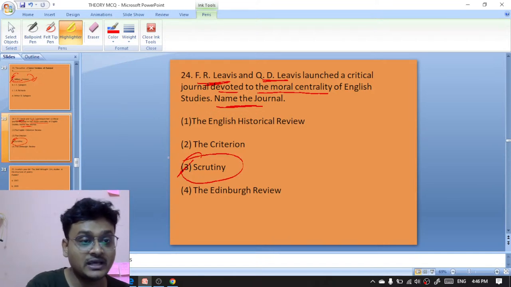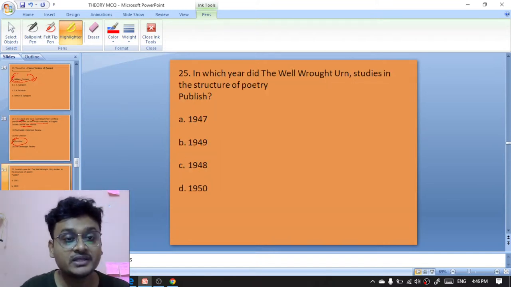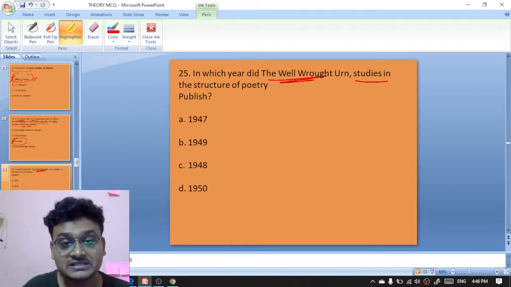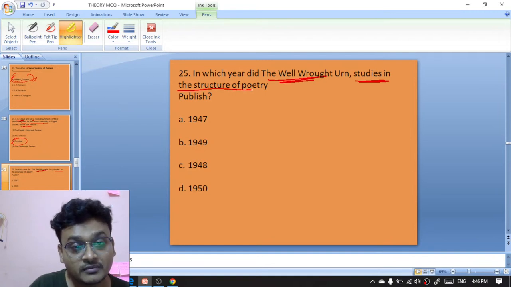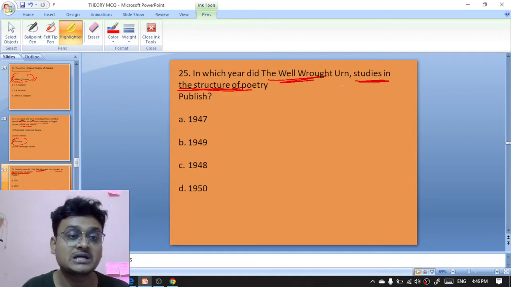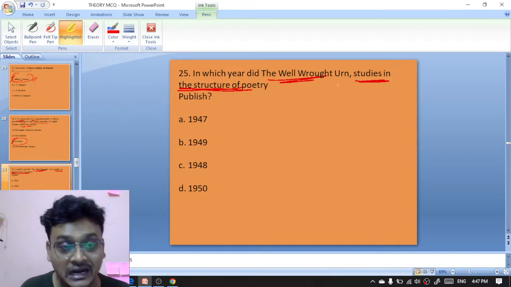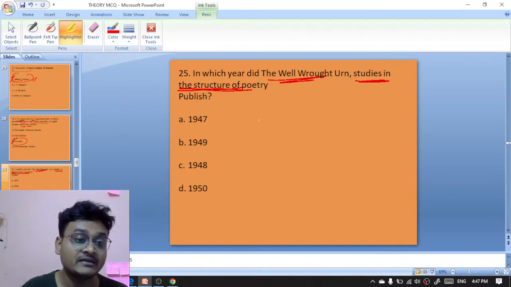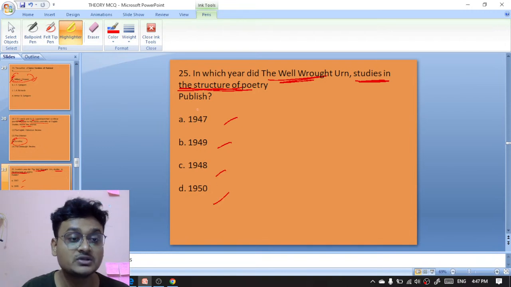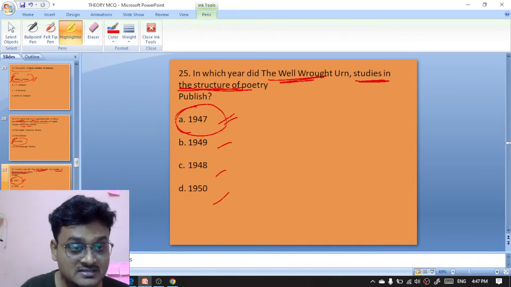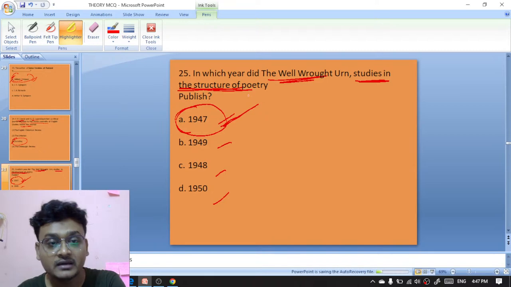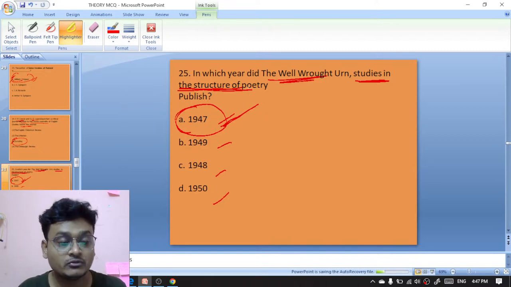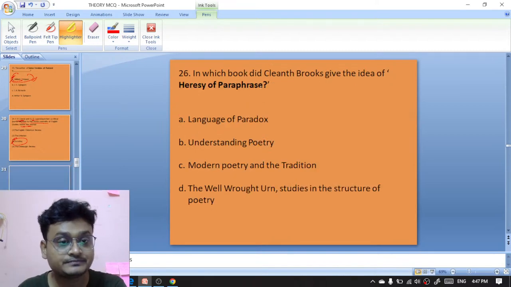Scrutiny is the right option over here. 25. In which year was The Well-Wrought Urn, that is Studies in the Structure of Poetry, published? This is the subtitle of The Well-Wrought Urn, and this work was published in 1947 (the options were 1947, 1948, 1950). So it was published in the year 1947 by Cleanth Brooks.